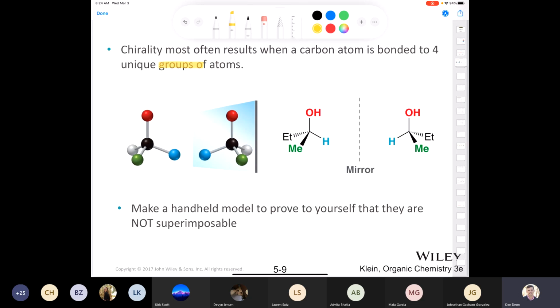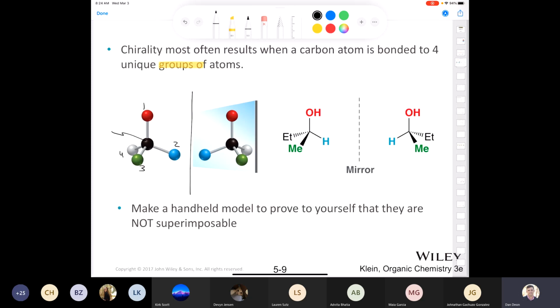Groups. So we can have 4 carbons attached to a carbon, but if there are 4 different groups, that renders the carbon chiral. So if we look at this carbon here, you can see that it's attached to 1, 2, 3, 4 different groups, right? All 4 different colors. Here's the mirror image of that molecule. And those 2 models are not superimposable upon each other. I'll prove it to you.